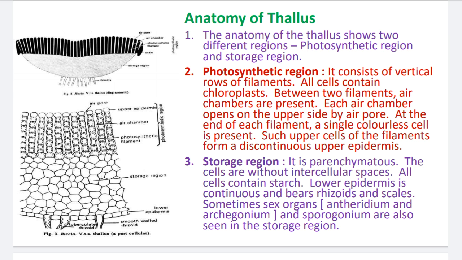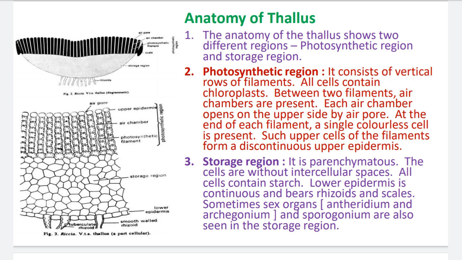At the end of each filament, a single colorless cell is present. At the tip of the filament, a single colorless cell is present. It works as the upper epidermis. That upper epidermis is pored. Why pored? Because many air pores are there. Such upper cells of the filaments form a discontinuous upper epidermis. Why call it discontinuous? Because in between the epidermal cells many air pores are present, so it is discontinuous.